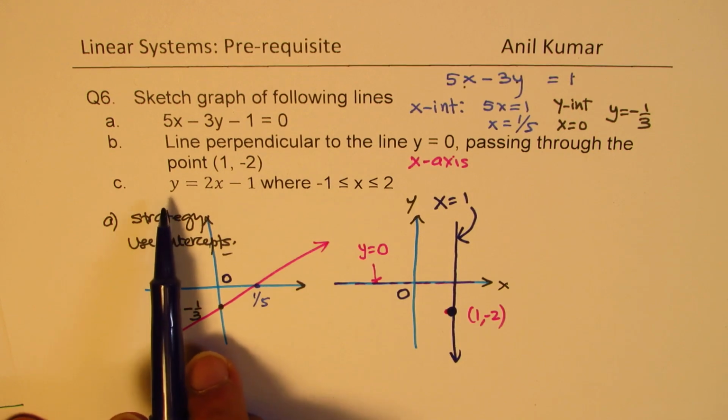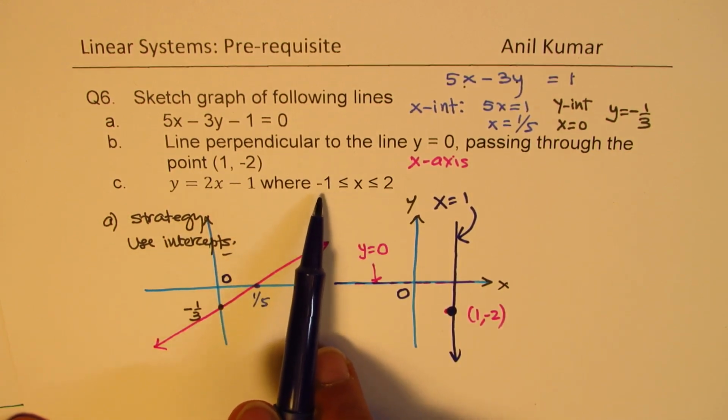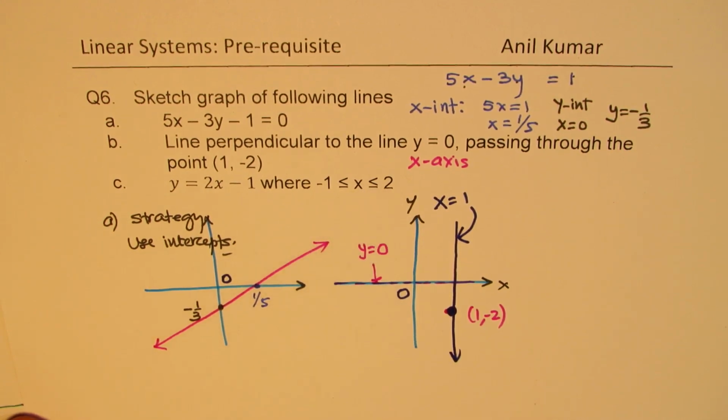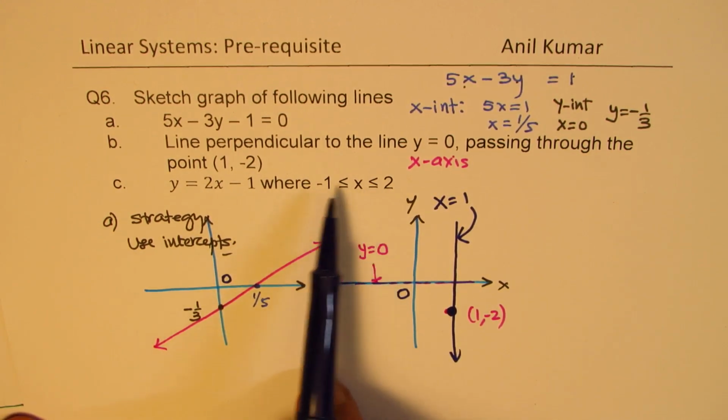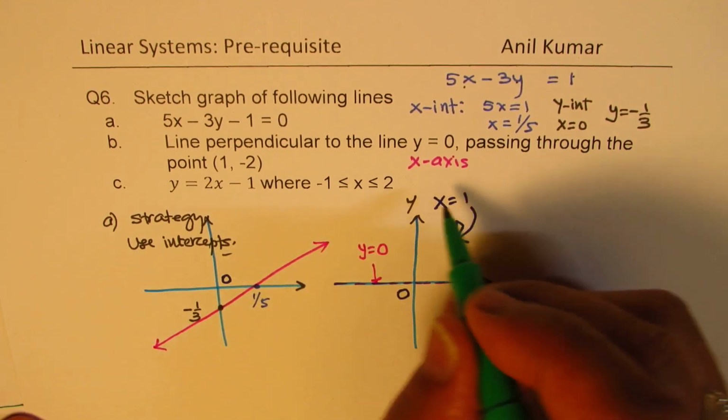Part C is y equals 2x minus 1, where x is greater than or equal to minus 1 and less than or equal to 2. So that means it is bound, right? So we'll not put arrows on both the ends. Normally we put arrows on both the ends. In this case, we should make a table of values, right?